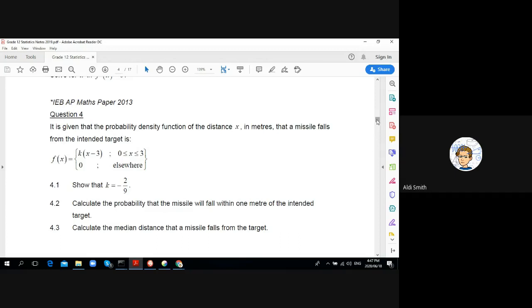Then calculate the probability that the missile will fall within 1 meter of the intended target. Because x is the distance from the target, if you want it to fall within 1 meter, it means it can fall from 0 to 1 meter, so it's the probability from 0 to 1. And then calculate the median distance that a missile falls from the target. Please try this one. I'm not going to give you a lot of time, about 5 minutes, to at least try and get to 4.2 and 4.3, and then we can discuss it.